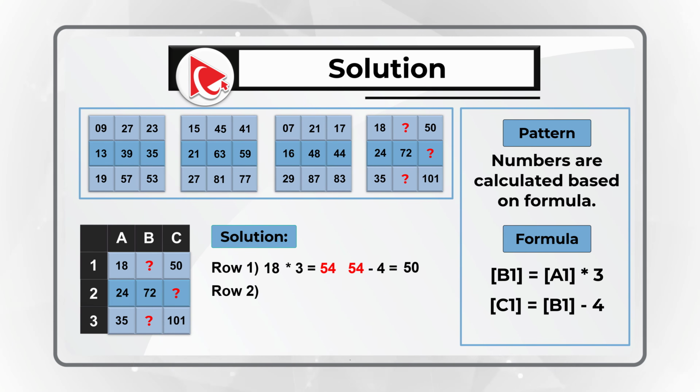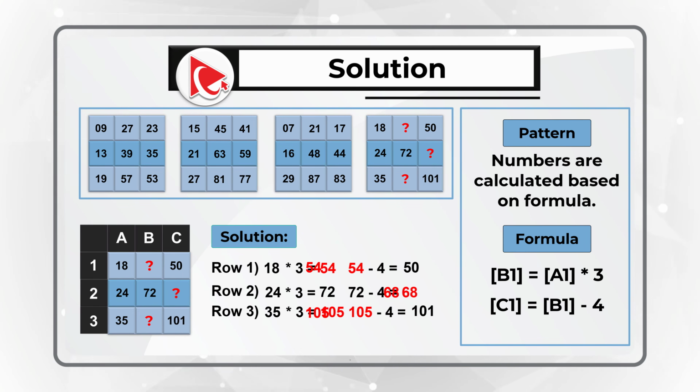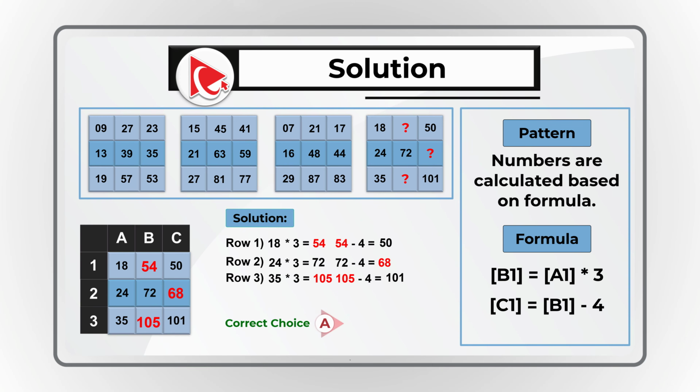For row 2, the calculations will be 24 multiplied by 3 equals 72, and then 72 minus 4 equals 68. And last but not least, row 3 is calculated as 35 multiplied by 3 equals 105, and 105 minus 4 equals 101. So the correct answer is choice A, 54, 68, and 105.